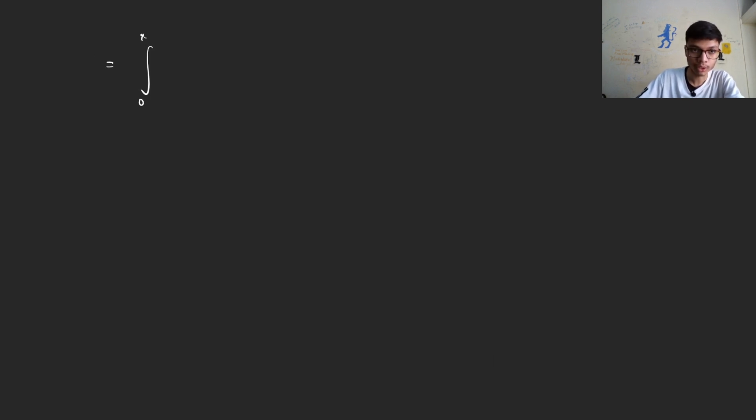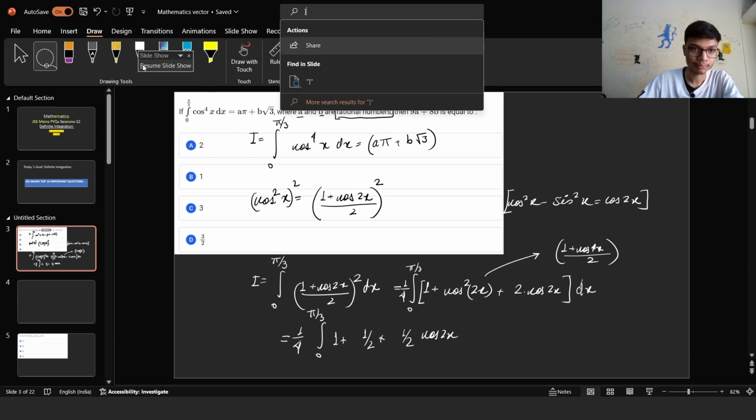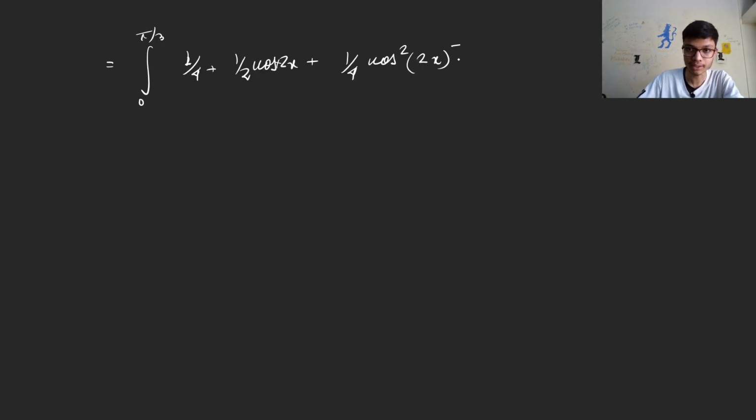This is going to be 0 to pi by 3. Now I'm multiplying 1 by 4 with each of the terms, that is 1 by 4 plus 1 by 2, plus 1 by 2 cos of 2x plus 1 by 4 cos square 2x. Okay, that was basically the integrand. So from there, this is basically again simplified.